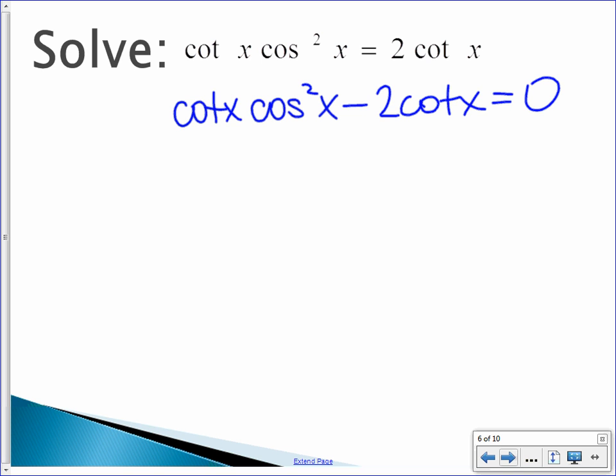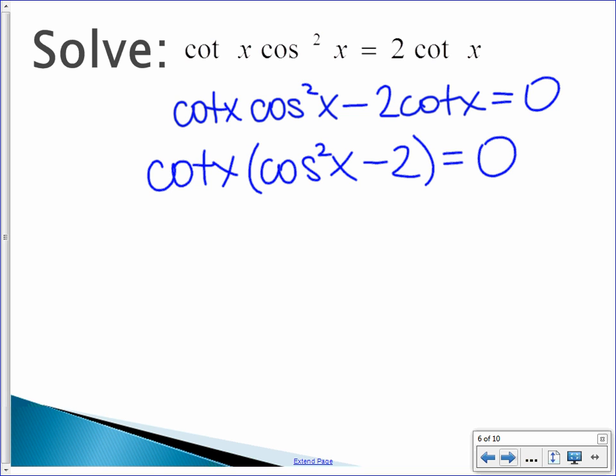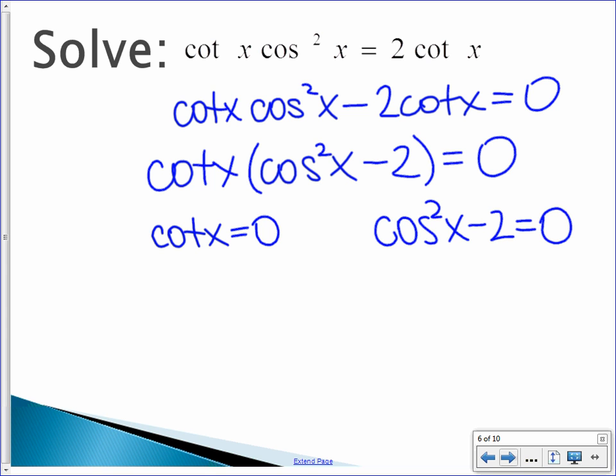That way, what can we do? We can factor it out. You cannot divide it out because you're going to lose out on some solutions. We're going to need to subtract it over, and now we can factor out a cotangent. Okay, so now we have 2 factors that equal 0. We have the cotangent of x equals 0, and we have cosine squared minus 2 equals 0.